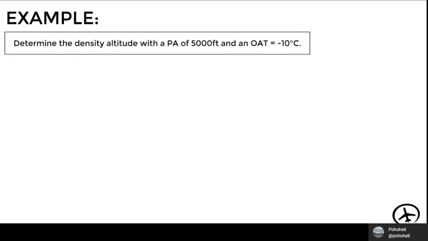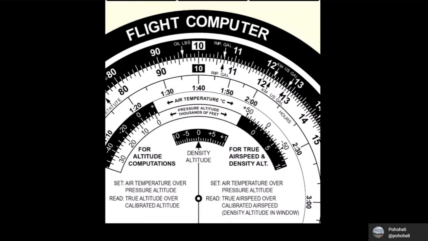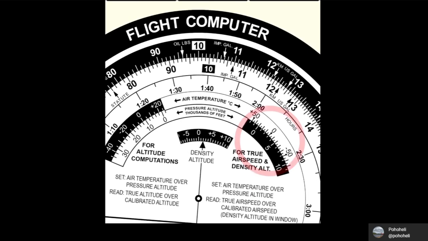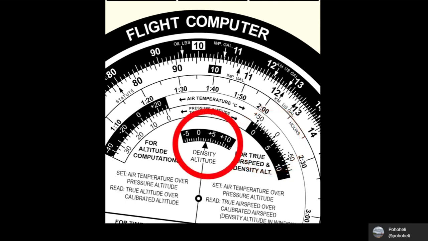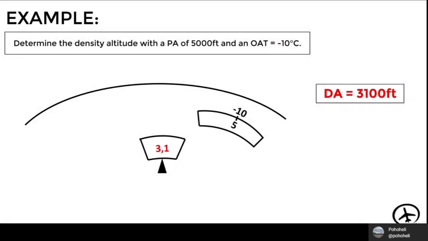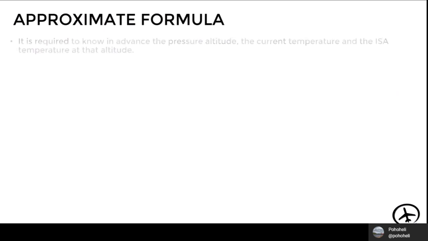Suppose we have to determine the density altitude if the pressure altitude is 5,000 feet and the air temperature is -10 degrees. First, we have to align 5,000 feet with -10 degrees in the upper right scale, as we can see here. Once this is done, we read 3.1 in the center scale, which corresponds to a density altitude of 3,100 feet. Let's now move on to the approximate formula.